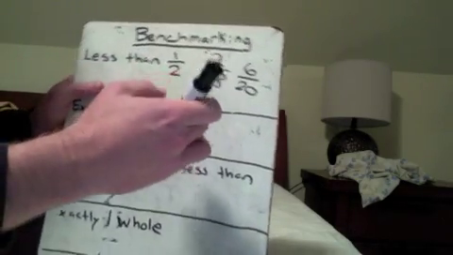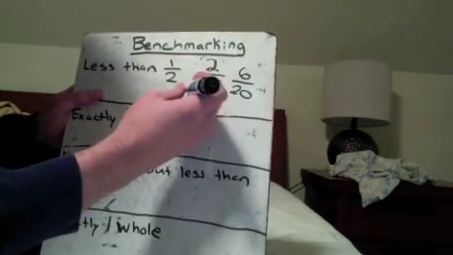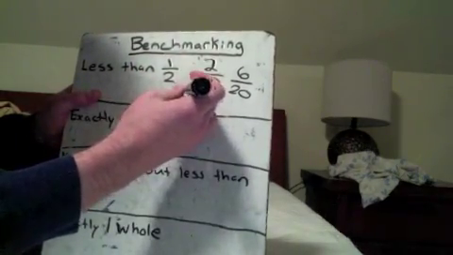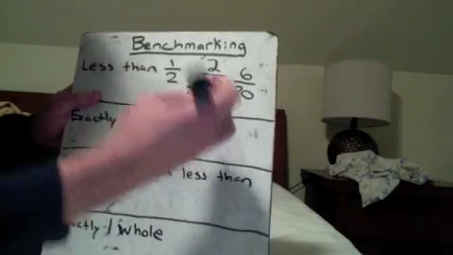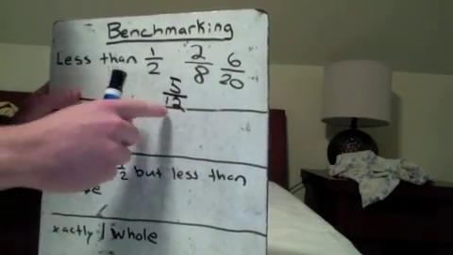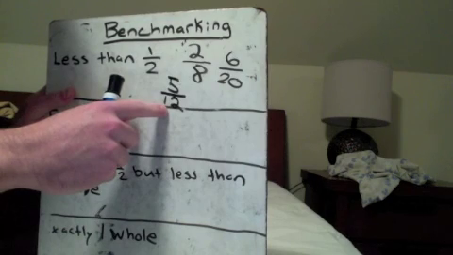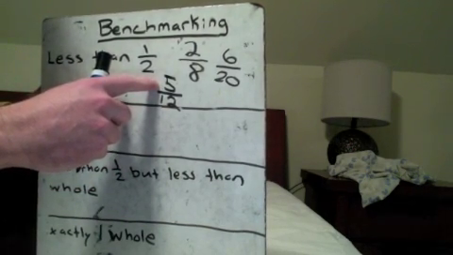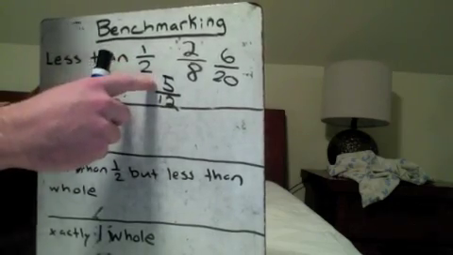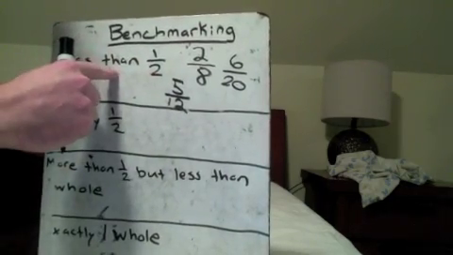One more example. Let's say you would have 5/12. 12 brownies cut in the pan. If you only have 5 of them, you don't have half. Half would be 6. You only have 5, so you have less than half.